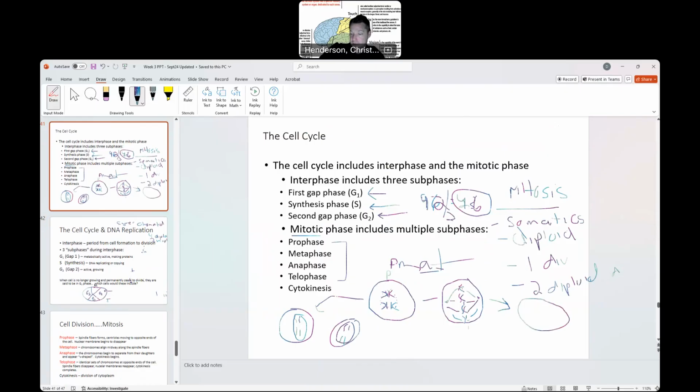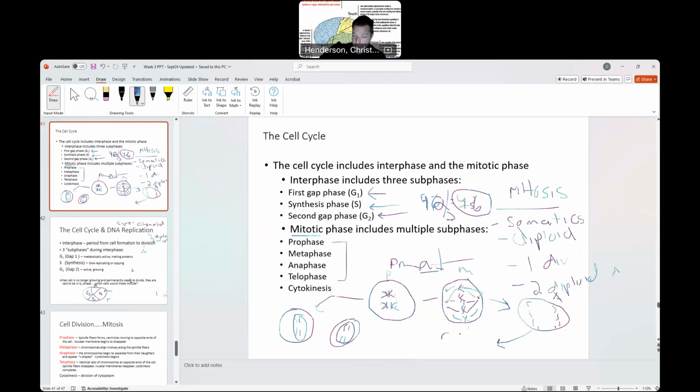So this sister chromatid on the left is going this way. This sister chromatid is going this way. Anaphase. And they separate to either side. That's anaphase. It's metaphase. Now what do we have happen?